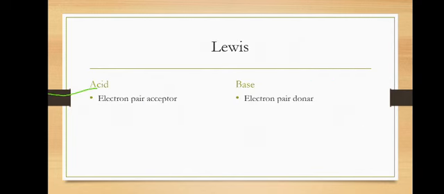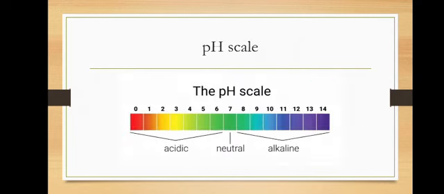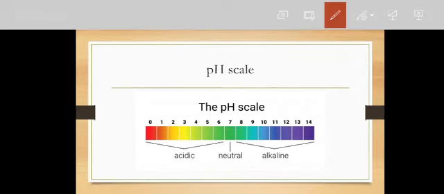Now the next point is the pH scale. This is called the pH scale, ranging from 0 to 14. So 7 means neutral.